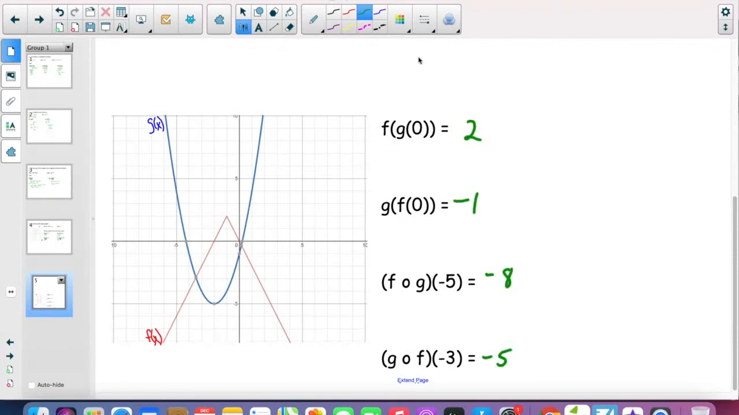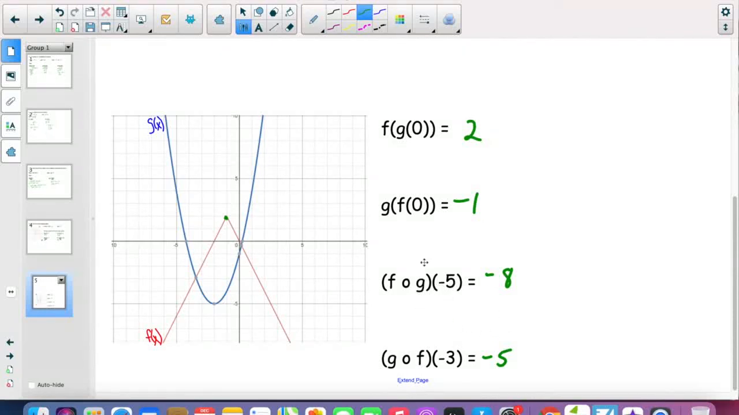So I have the answers here. For the first one, if we go to the 0 and go down to the g function, that's at -1. So then we need f of -1, which gives us a 2. f of 0, if we go to the f function at the x value of 0, we get 0. And then g of 0 is at -1. So g of f of 0 is -1.